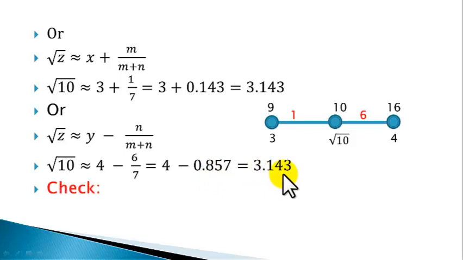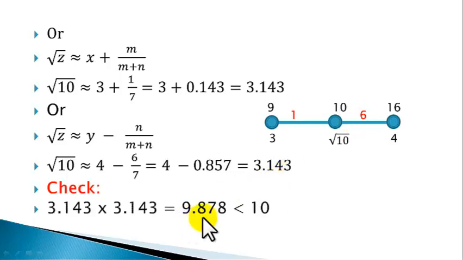Check. Multiplying 3.143 by itself gives 9.878. This is less than 10. This implies that the above formulas underestimate the square root of 10.